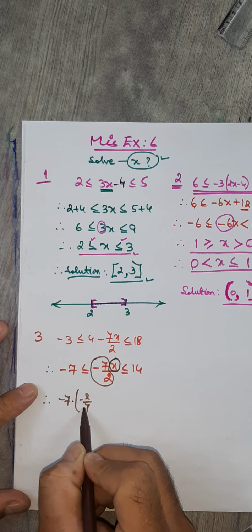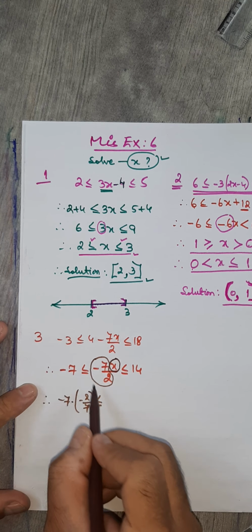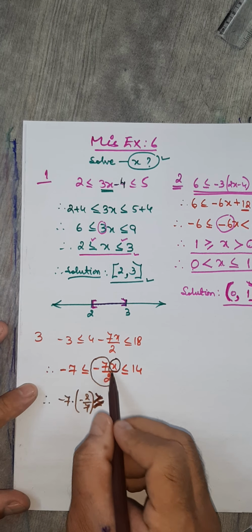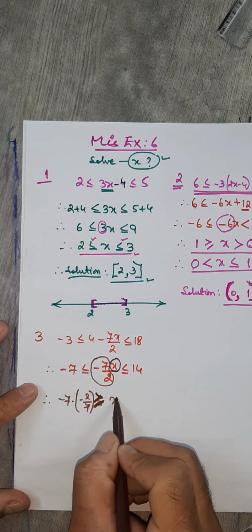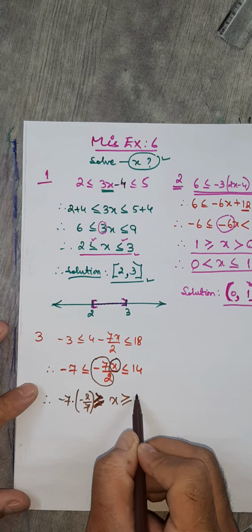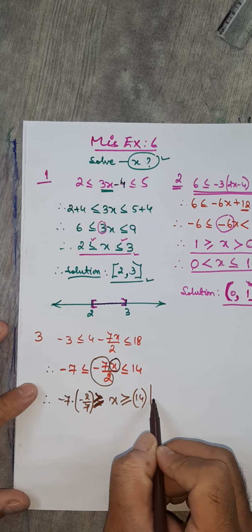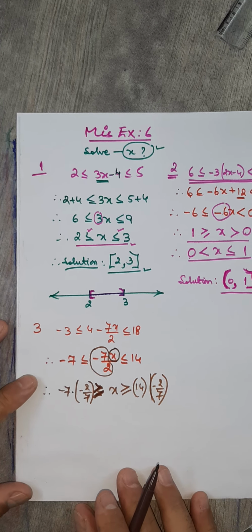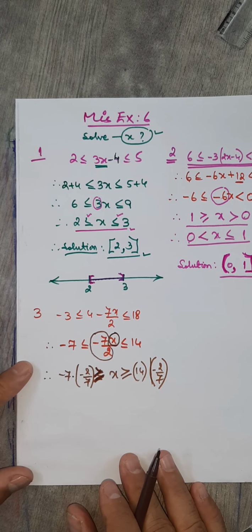Minus 2 by 7 is, greater than or equal to, multiplying with minus 2 by 7. So this is just x, greater than or equal to 14 is already there. I'm multiplying with minus 2 by 7. I hope this is clear to you. I want x alone in the middle term.